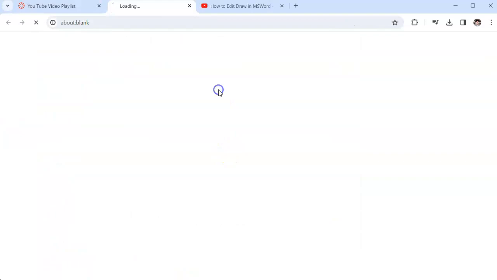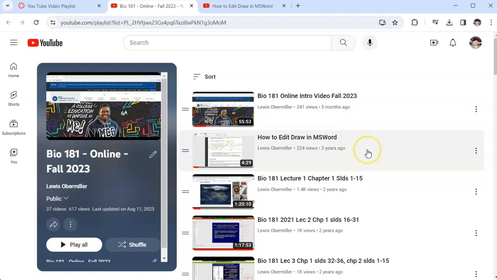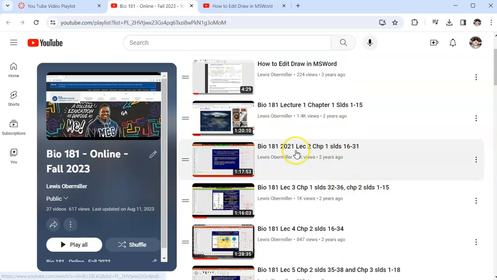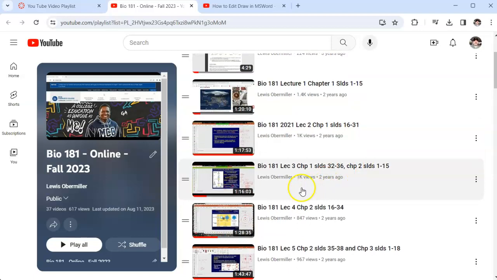So you can open the list. Again, this is from fall 2023, but it doesn't really matter. Here's the first lecture, lecture one, chapter one, slides 1 through 15. Then lecture two is a continuation of chapter 1, slides 16 through 31, and then we finish chapter 1 in this lecture and move on to chapter 2, and it gives you the slides. The PowerPoint slides are in Canvas as well.